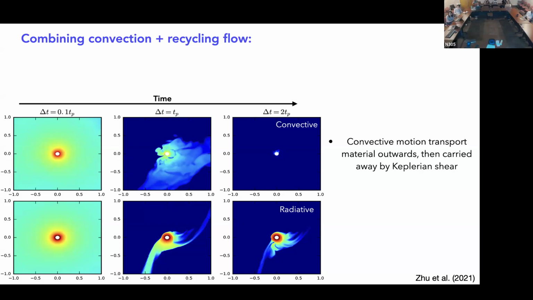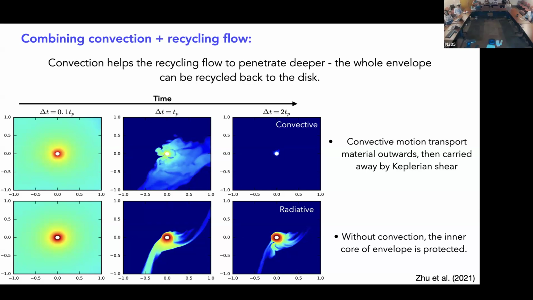This is a previous simulation by Zhao Huanzhu. You can see initially, if you put some gas tracers around the planetary core, and you have a convective envelope, the convection can mix all of the materials up to the outside of the envelope, and then the materials can all be carried out by the Keplerian shear or by the recycling flow. But if you have a radiative case where you have no convection, then only the outer part can be carried out, be recycled by the disk. The inner part is protected because you don't have convection to mix this part outwards. So this potentially means that convection can help the recycling flow penetrate even deeper into the envelope, so that in their case, the whole envelope can be recycled back to the disk.